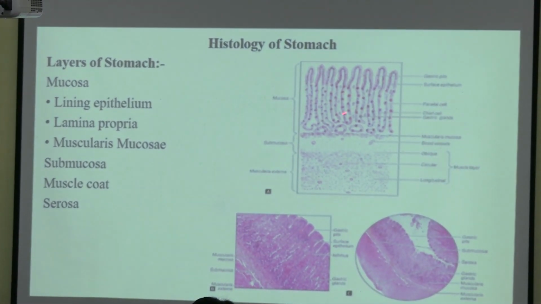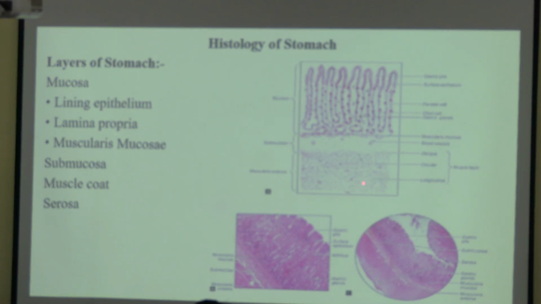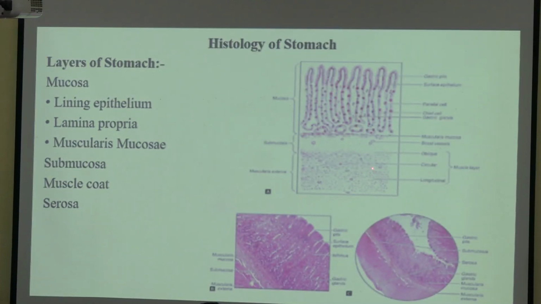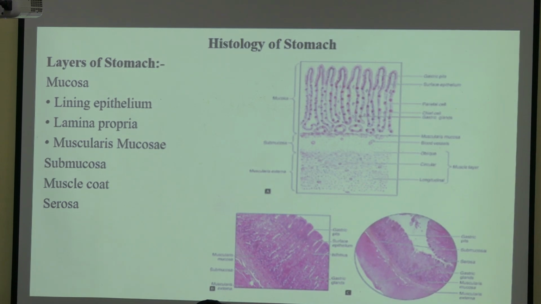This particular part is the lamina propria, and this is the muscularis mucosae. Okay, this is the submucosa. This entire part is the muscularis externa. In case of stomach, 3 distinct layers are there. See, this is the oblique layer, then this is the circular layer, this is the longitudinal layer, and after that here you will be getting the serosa.